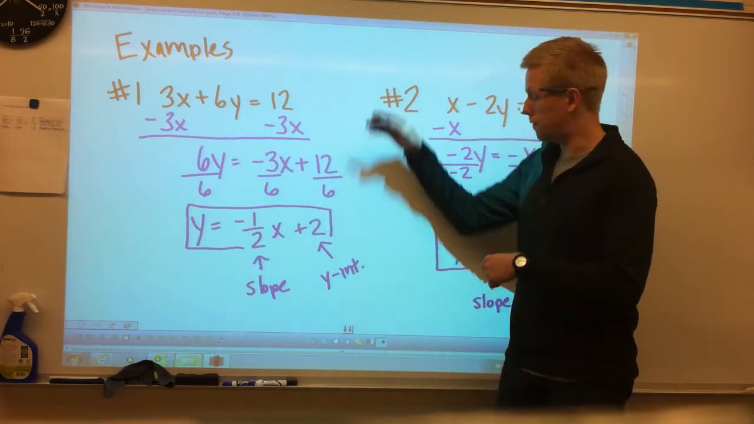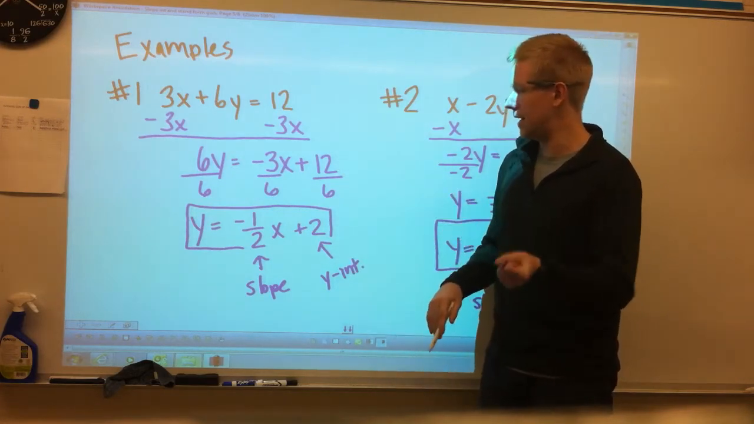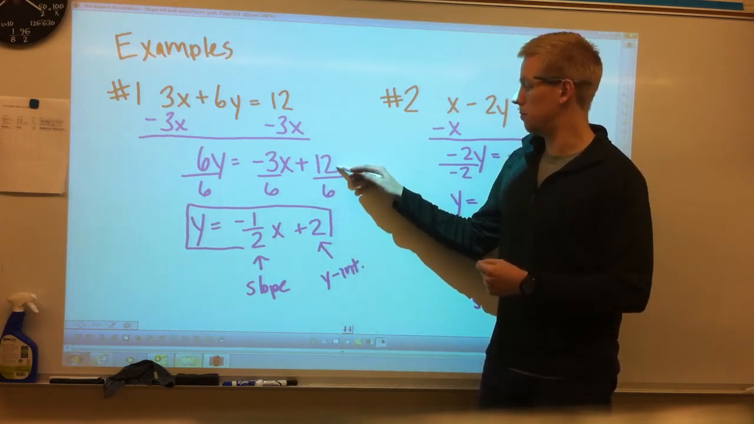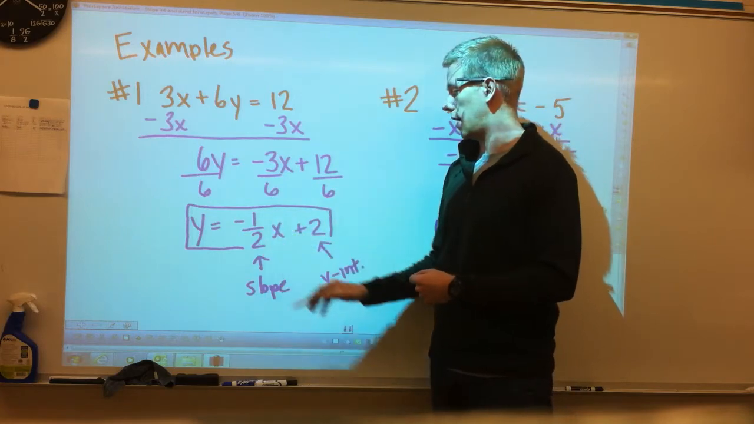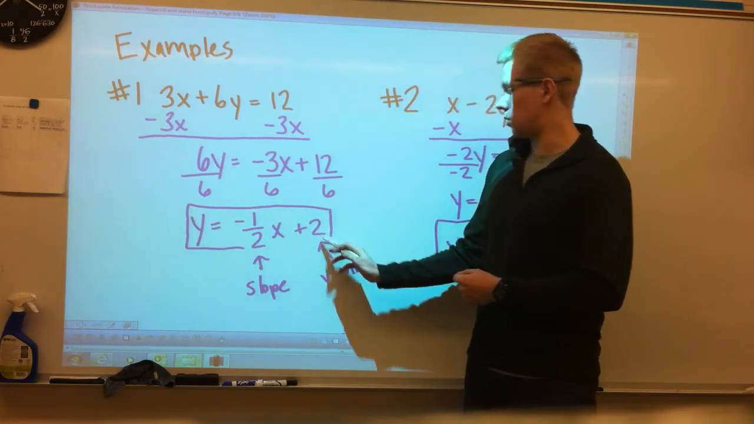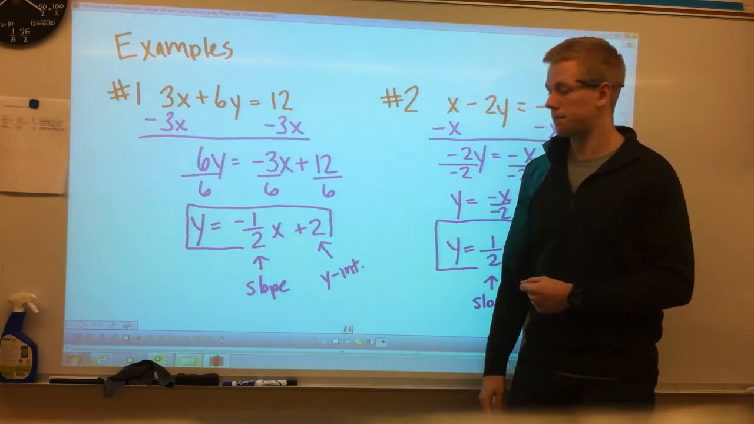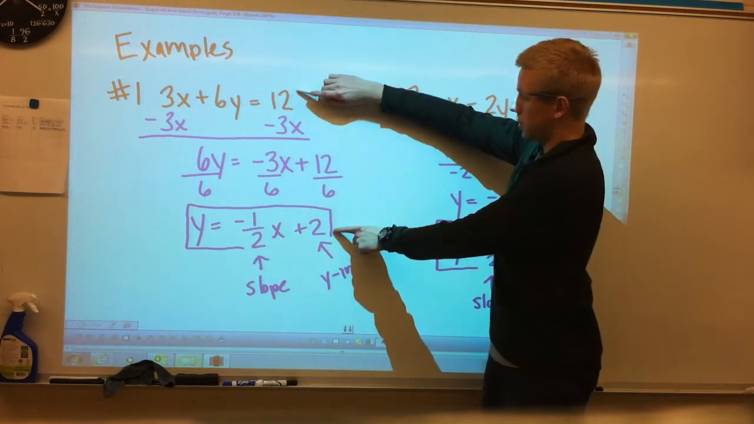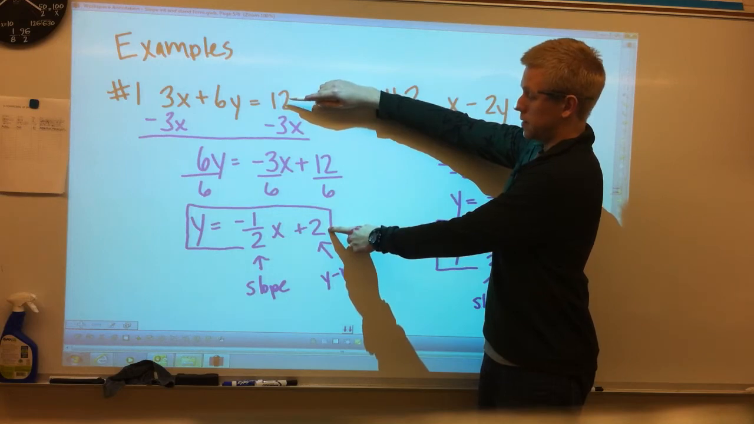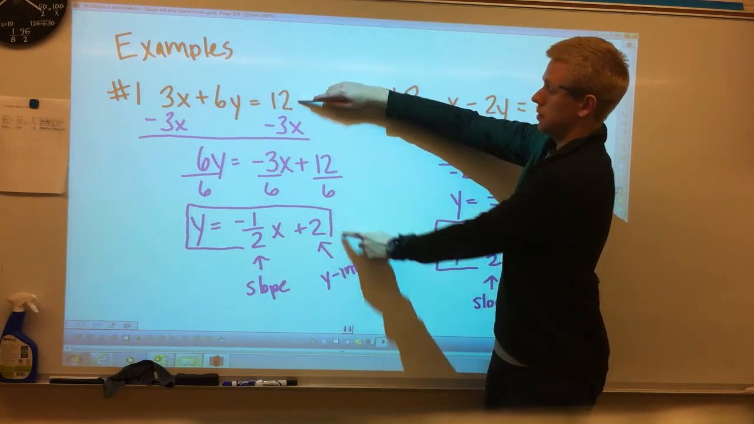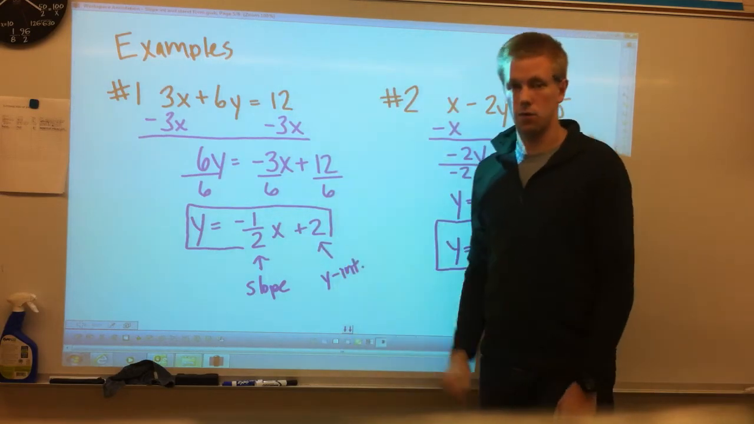Okay? I know I went fast, but it should become that easy now, doing the simple mental math. 12 divided by 6 is 2, -3/6 reduced to -1/2. That is my slope. That is my y-intercept if I needed to graph. So these two lines right here are the same. I just simply rewrote this in slope-intercept form. They're just written in different forms.